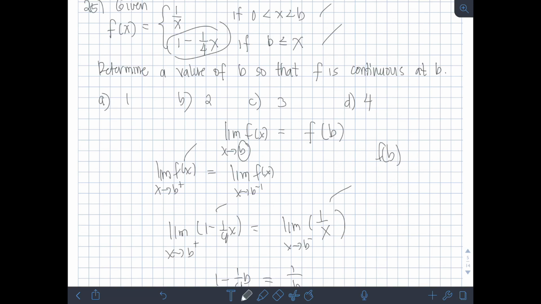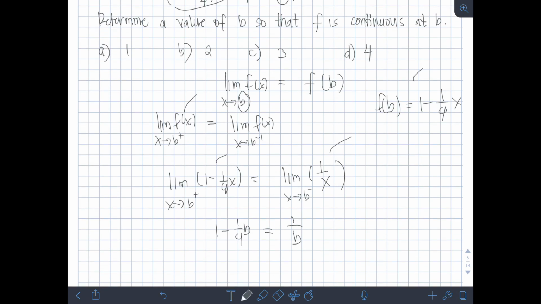So, yung gagamitin pa rin nating function ay itong pangalawa kasi meron tayong less than or equal. So, pwedeng mag-equal yung x sa b. So, parang pag in-evaluate natin tong f of b, we have, substitute lang natin yung b doon sa x. So, 1 minus 1/4 x. So, mapapansin nyo, itong f of b equal na siya dito sa right hand side limit natin.